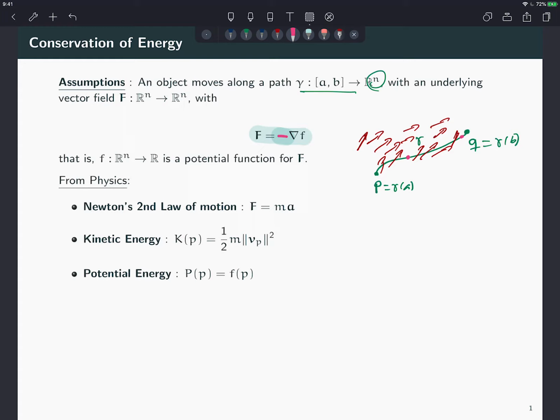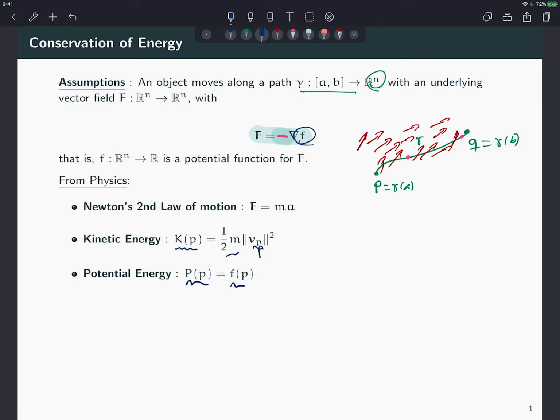Now I want to talk about kinetic and potential energy. These are two definitions again from physics. I made a notation here: K of P is the kinetic energy at a point, and the potential energy at a point. The potential energy is just the scalar function f that we're using over here. In math we call it a potential function, and it really comes from the potential energy from physics. And the kinetic energy is 1/2 of the mass of the particle times the magnitude of velocity squared. Velocity for us is a vector, so this is the velocity magnitude squared.